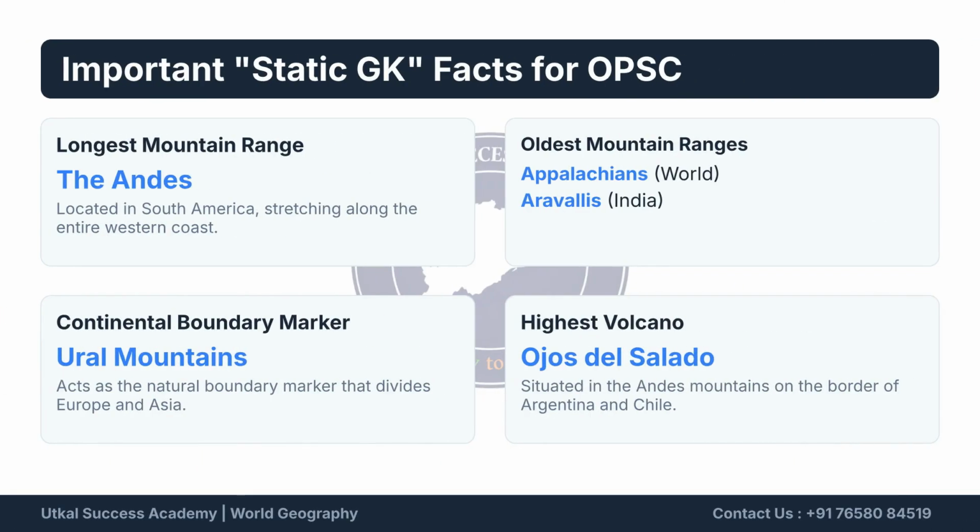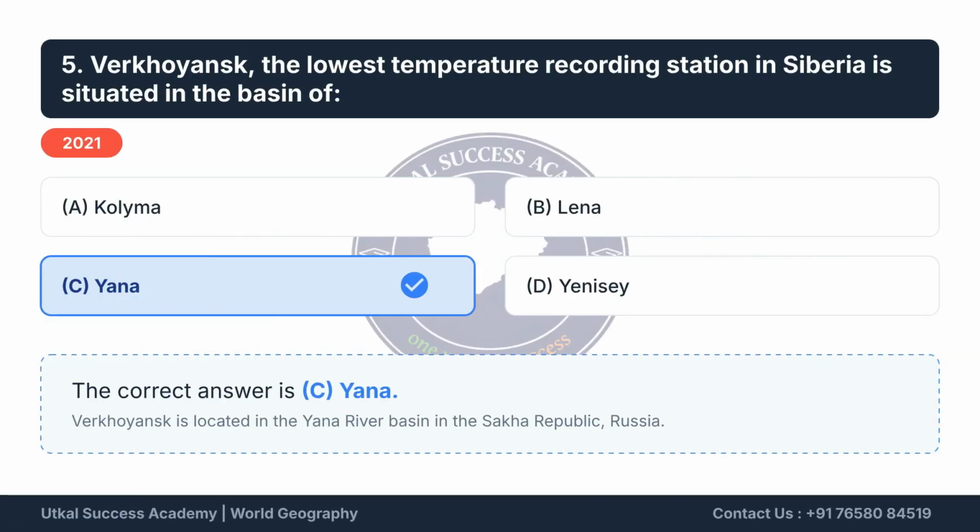The Andes in South America are the world's longest mountain range, while the Appalachians and Aravallis are among the oldest mountain ranges of the world and India, respectively. The Ural Mountains form the natural boundary between Europe and Asia, and Ojos del Salado, located in the Andes, is the world's highest volcano. Next, let's address the question about Verkhoyansk, the lowest temperature recording station in Siberia.